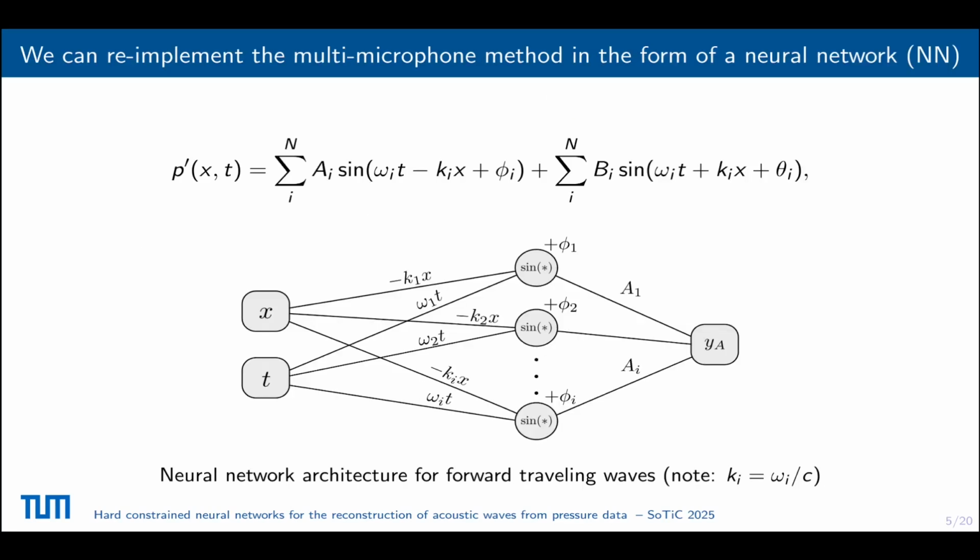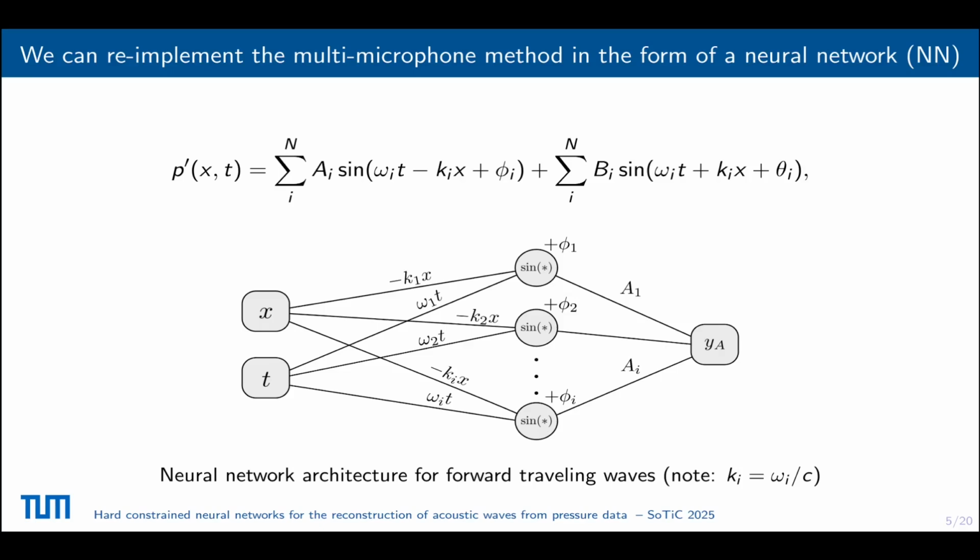Now we can take this solution and re-implement it in the form of a neural network, so basically just recreating the multi-microphone method ansatz as a neural network. The neural network architecture is shown here. We use in the input layer just position x and time t. We multiply each of these inputs either by the spatial wave number k, which is just the temporal frequency omega divided by the speed of sound, or by the temporal frequency omega itself.